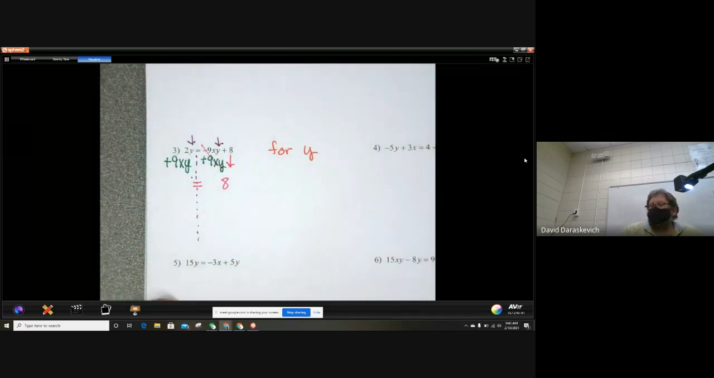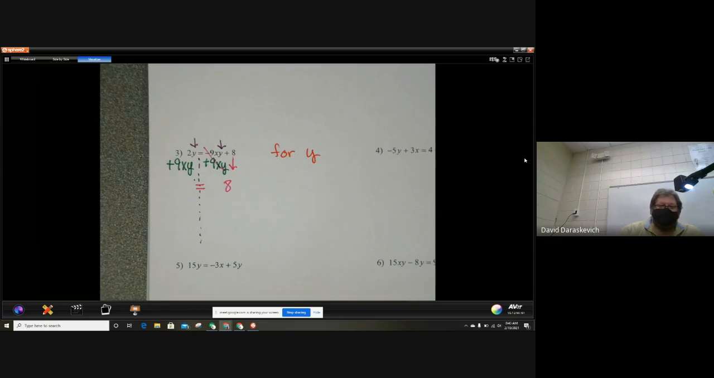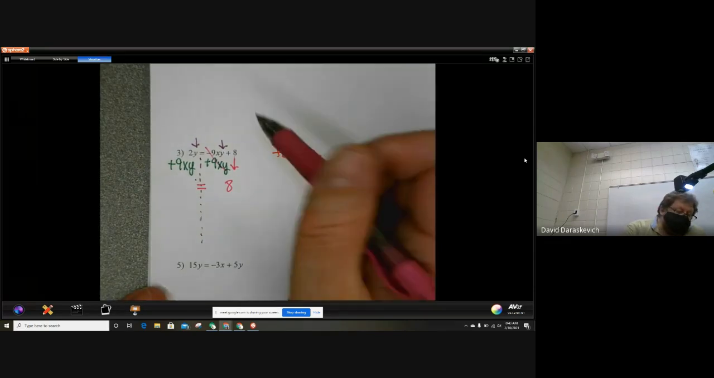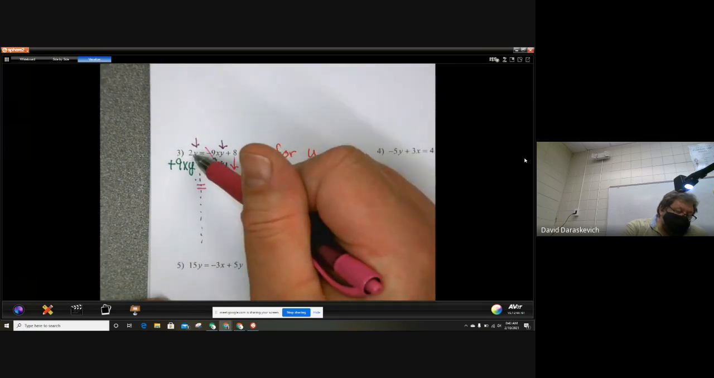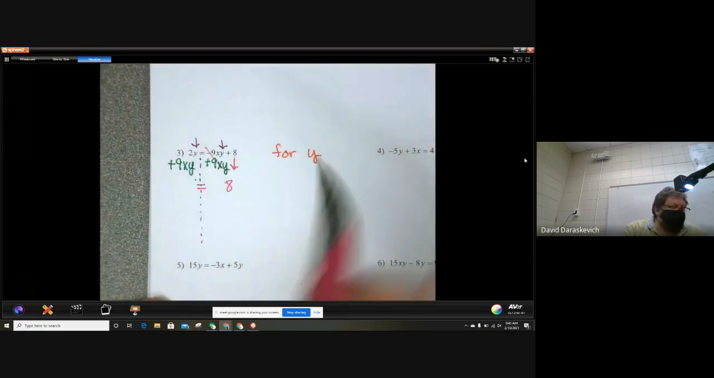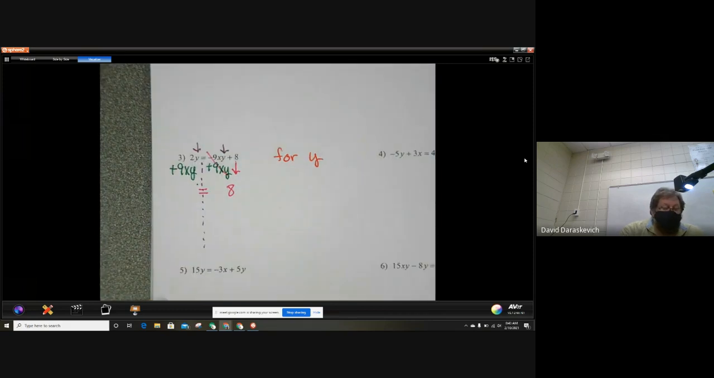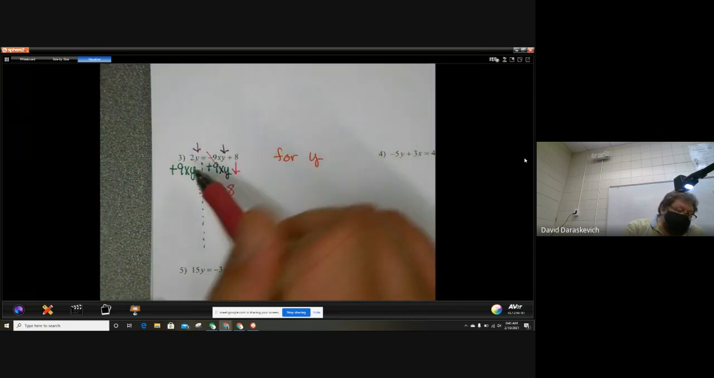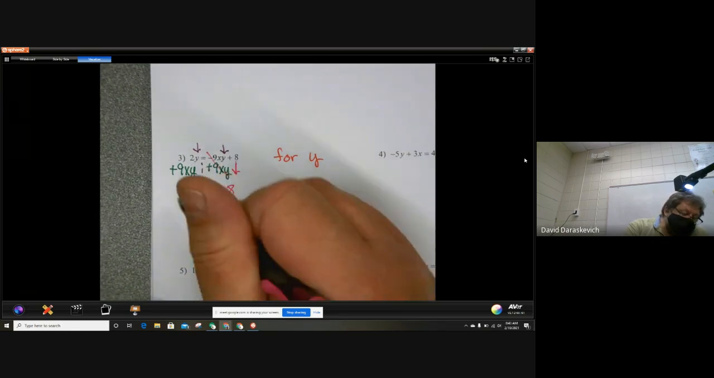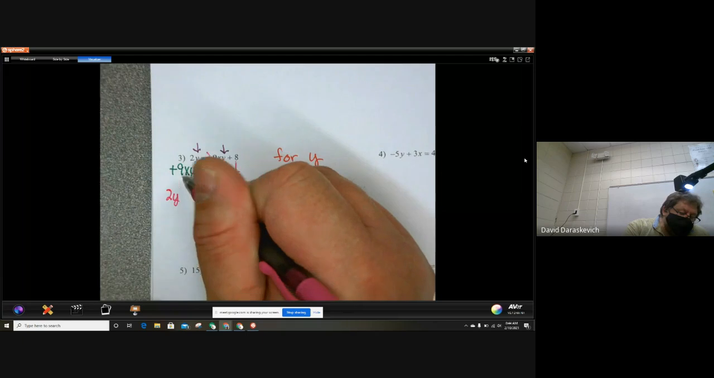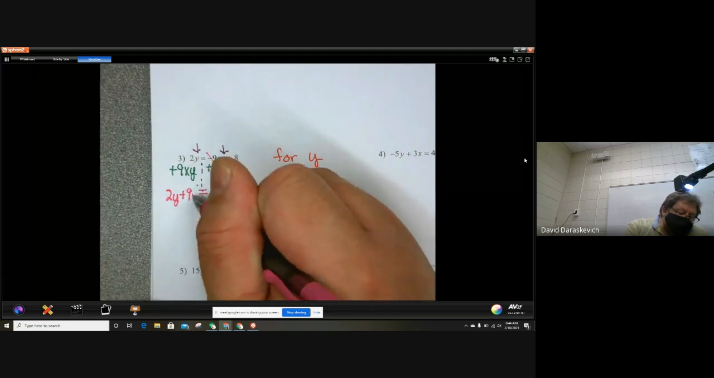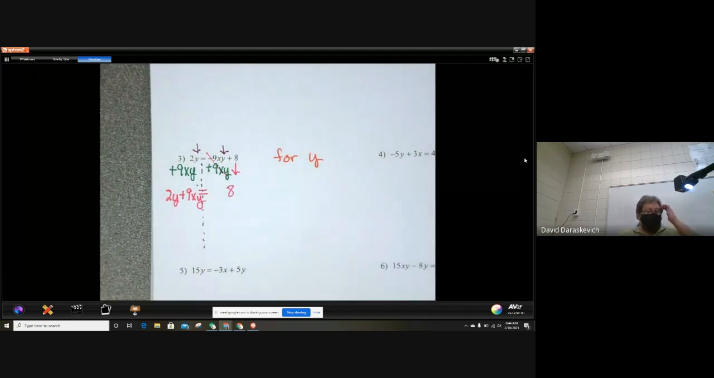Now, here's where a lot of students make a mistake. They'll look at this and say, oh, here's a y term, here's a y term. So 2y plus 9xy is 11xy. And it's not. These are not like terms because this one has an x in it. So you have to leave it separate. 2y plus 9xy. Please don't combine unlike terms.